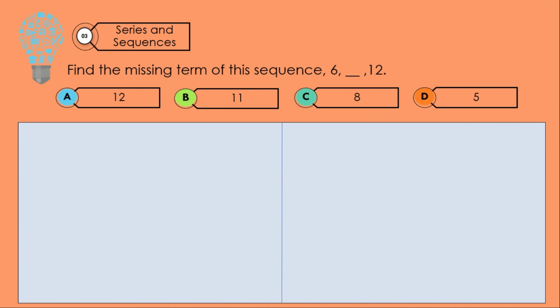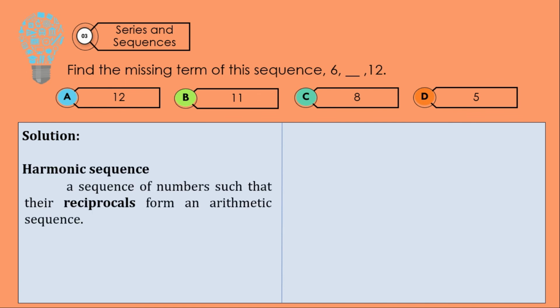Now, let's first determine what type of sequence this is. Actually, this sequence is an example of a harmonic sequence, which is a sequence of numbers such that their reciprocals form an arithmetic sequence. To solve this problem, let us first find the reciprocal of 6, blank, and 12. So we have 1 over 6, blank, 1 over 12. Now, to find the missing term, let us determine the common difference of this new arithmetic sequence.